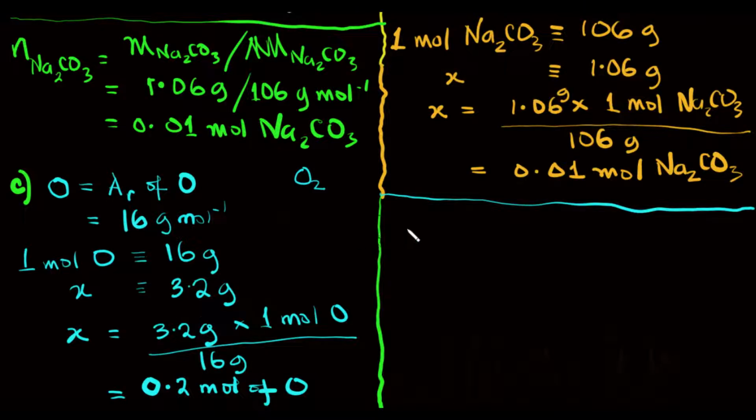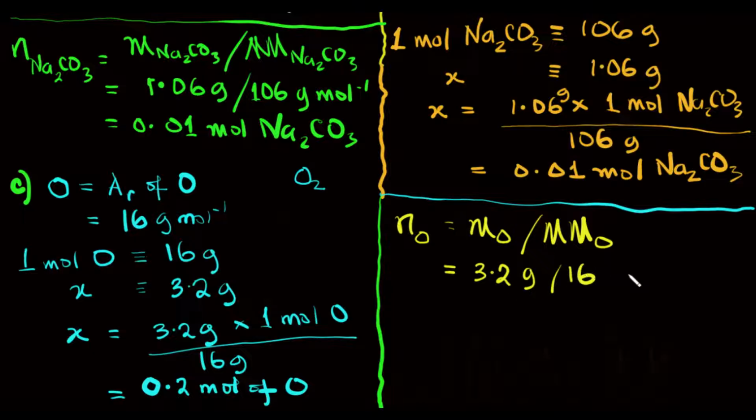Similarly, we can use number of moles of oxygen atom equals to mass of oxygen atom divided by molar mass of oxygen atom, which will be 3.2 grams over 16 grams per mole of oxygen atom. So that will give us 0.2 mole of oxygen atom.